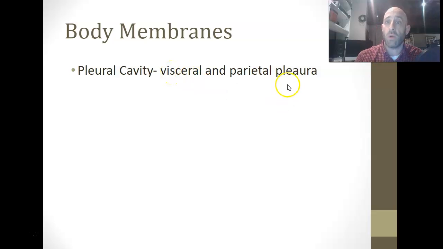The visceral pleura, oh, I spelled pleural wrong. Sorry, that A should not be there. The visceral pleura would be the actual membrane on the lungs itself. And then the parietal pleura would be the membrane on the walls of the cavity where the lungs live.